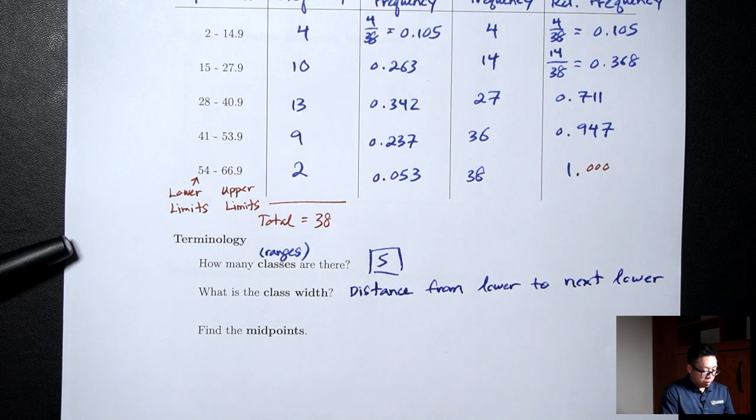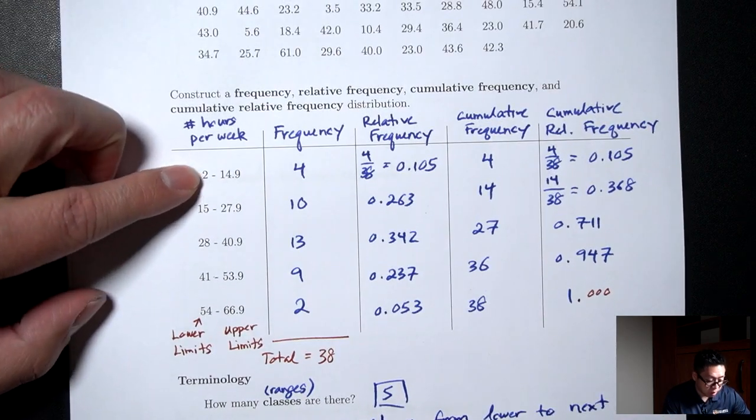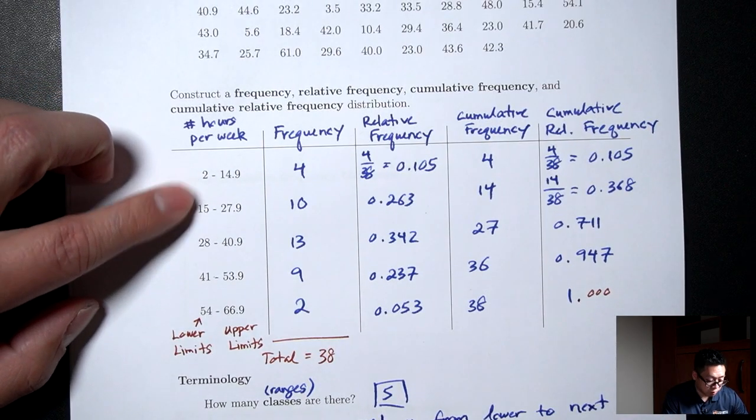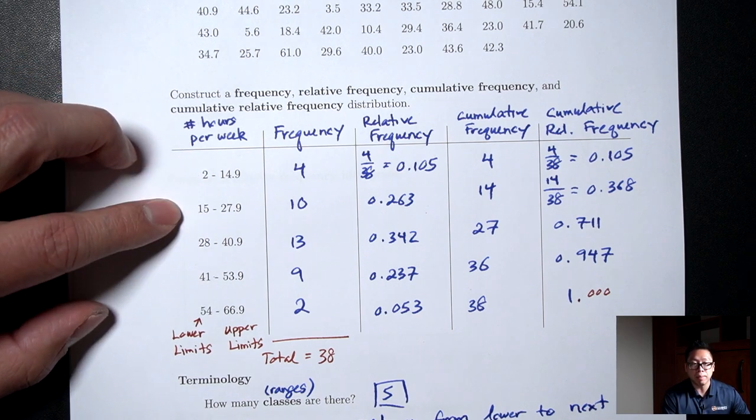Okay, so how far is it from a lower to the next lower? How far is it from 2 to 15? How far is it from 15 to 28? So how far is it from 2 to 15? How would you find that?